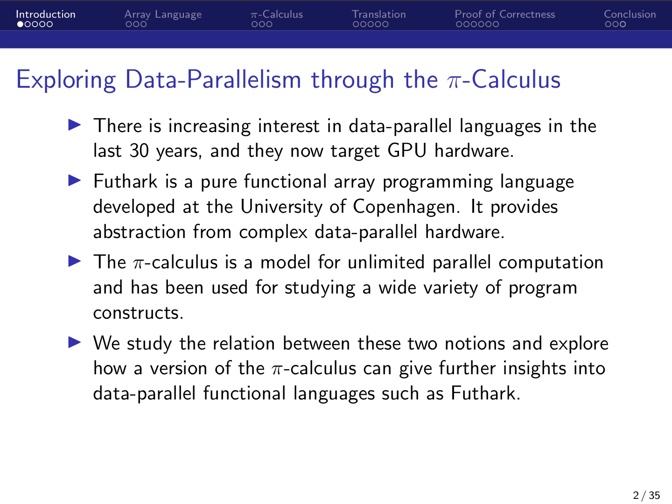Now, there's also a model of computation called the Pi calculus that deals with parallel computations. It's a model for unlimited parallel computation, and it's been around for roughly the same amount of time, and it's been used for studying a wide variety of programming constructs, from functional programming, from object-oriented programming, from imperative programming, and logic programming. Now, in our work, we study how these two notions are related, because our hope is that it will give us a bit more insight into data parallel programming if we can translate this particular programming model into a model of computation, namely the Pi calculus.